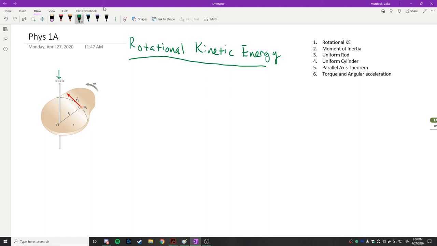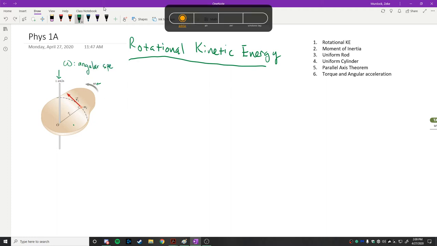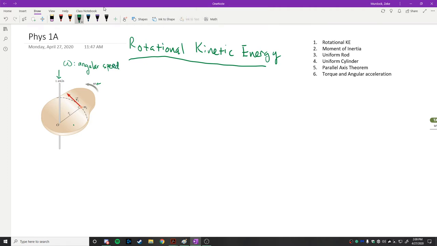But what we're going to do is say, suppose that this object is rotating with an angular speed omega, right? Just to remind you, the symbol omega, which is the last letter of the Greek alphabet, stands for angular speed or angular velocity. So the omega means angular speed. And we have this object, and it's rotating around in a circle.